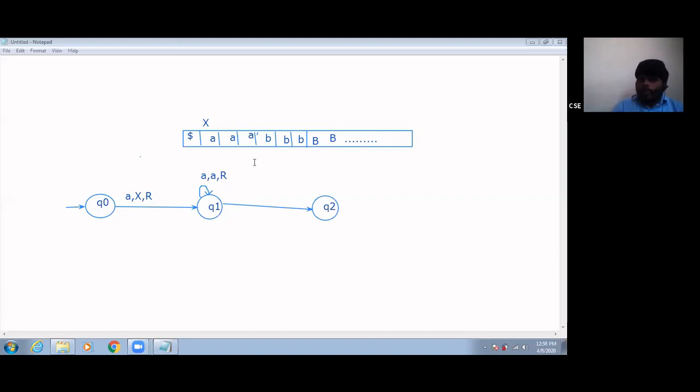Next, okay, fine. For the second A also, I have moved right-hand side. For the third A also, I have moved right-hand side, and what did I encounter? I encountered the B. What is 1A? I have read 1A.